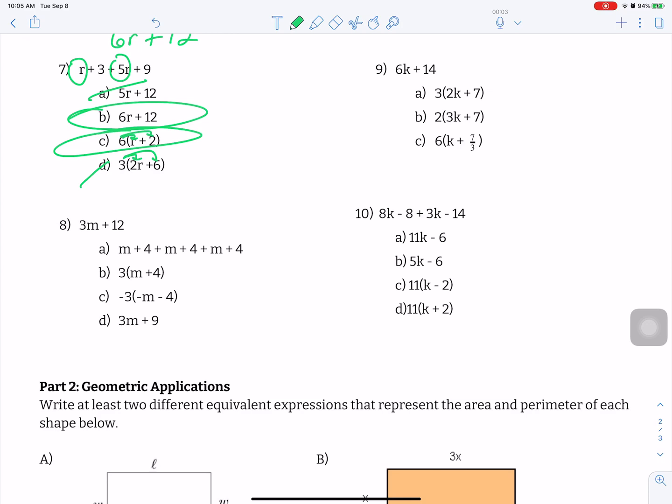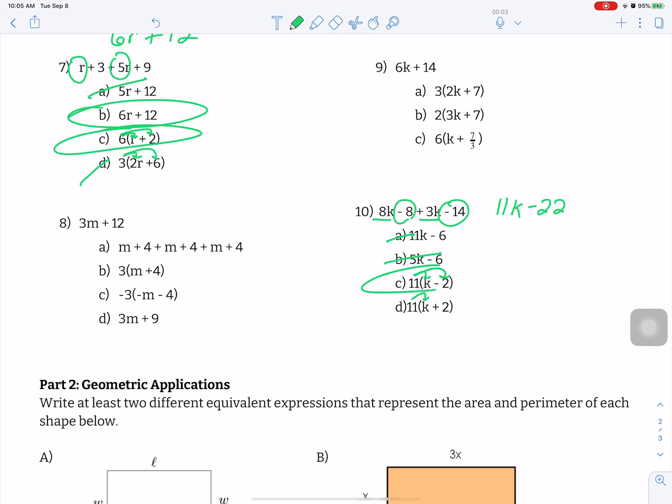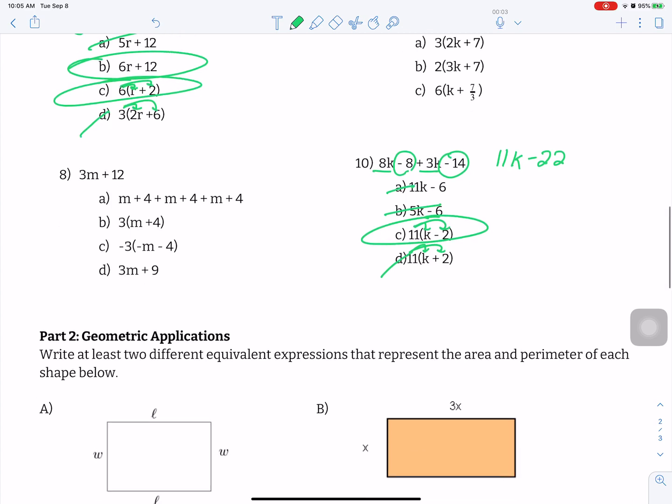Number 10, combining our like terms of 8k and 3k will give me 11k. And then this negative 8 and negative 14, treat those both as negative, is going to be negative 22. So B is gone because that's not going to be 11k. And I can see in C and D that I would have 11k. I need a negative 22. A is a negative 6. Doesn't work. 11 times negative 2 would give me a negative 22. 11 times a positive 2 would give me a positive 22. So that one is just a C.